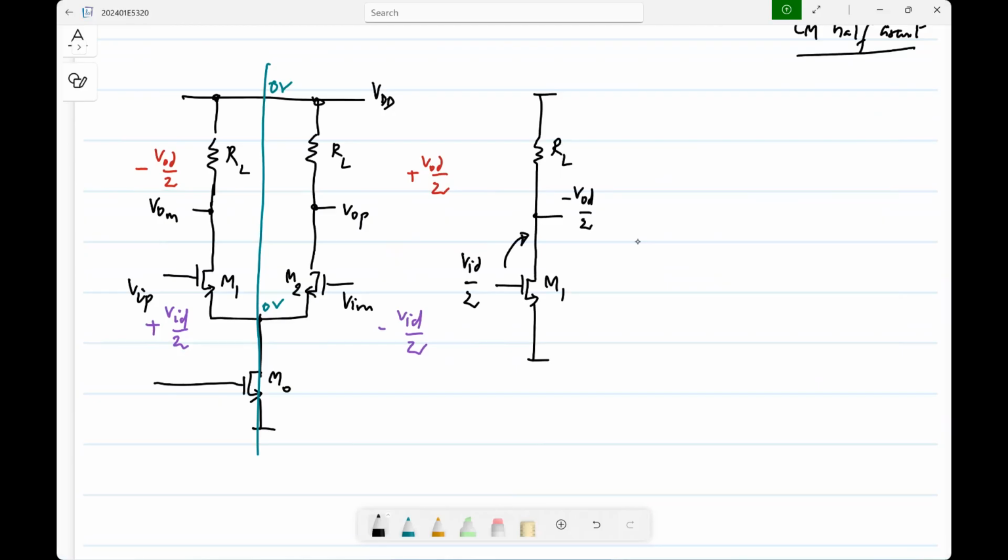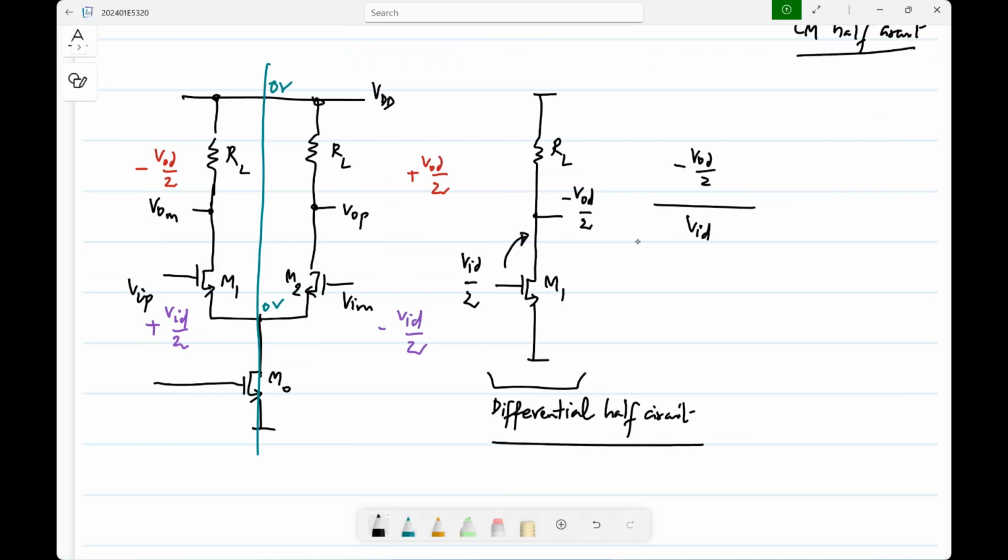It's a common source amplifier. So this is the differential half circuit. Okay. And we know that minus VOD by 2 divided by VID by 2. This is, how much is that?